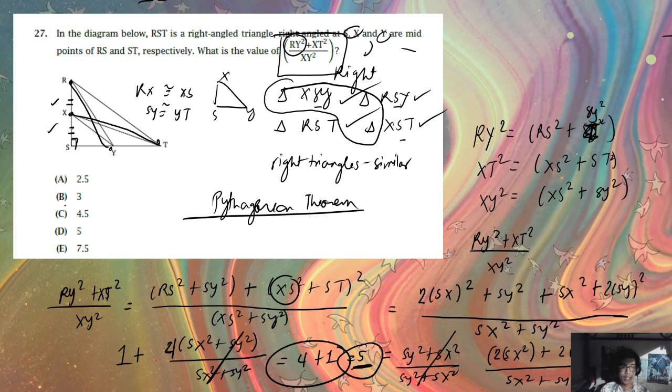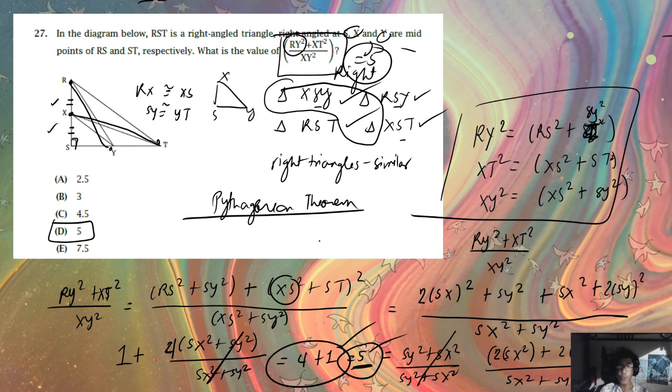So therefore, the value of the quantity RY squared plus XT squared all over XY squared is just equal to 5, using grouping, factoring, cancellation, and of course the Pythagorean theorem for this problem. And that's how we can solve this problem.